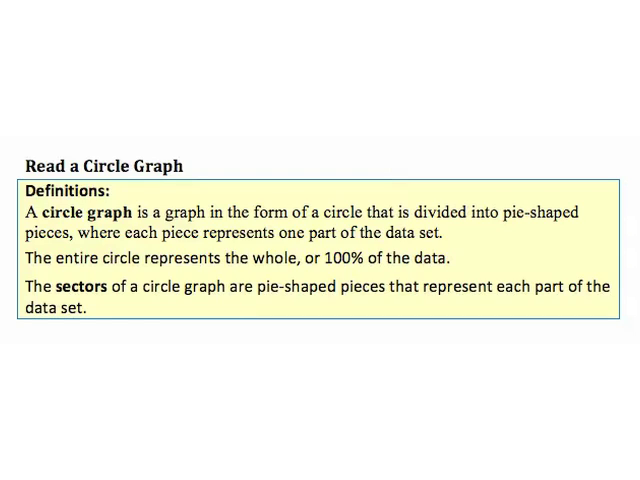Let's start with some definitions. A circle graph is a graph in the form of a circle that is divided into pie-shaped pieces where each piece represents one part of the data set. The entire circle represents the whole, or 100% of the data set. The sectors of a circle graph are the pie-shaped pieces that represent each part of the data set.